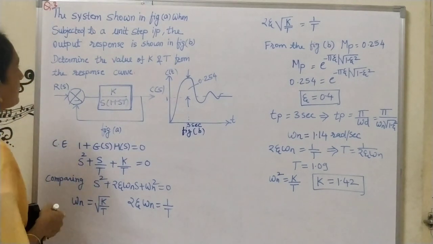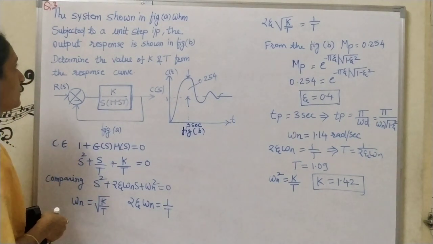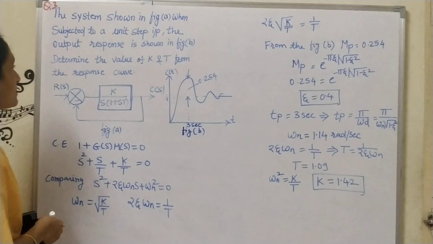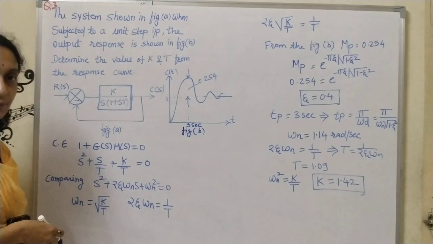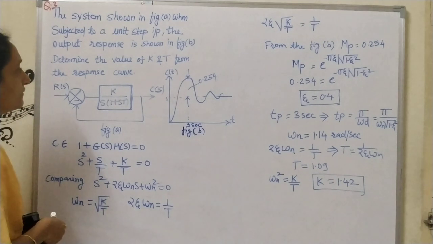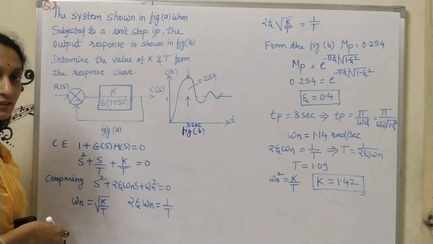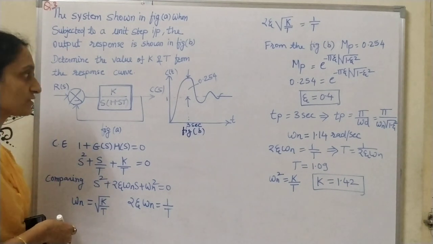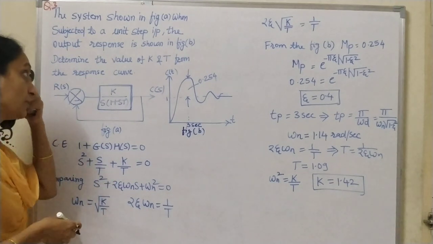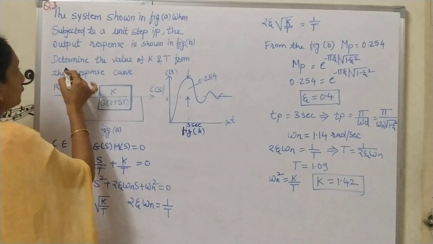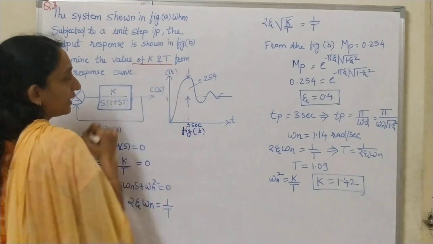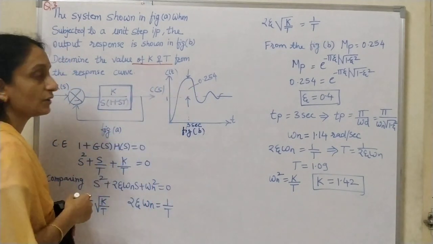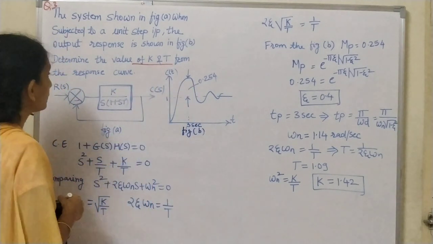The system shown in figure A, when subjected to a unit step input, gives the output response shown in figure B. Determine the value of K and capital T from the response curve. So here you have to find the value of K and T. These two are constants that you need to calculate.